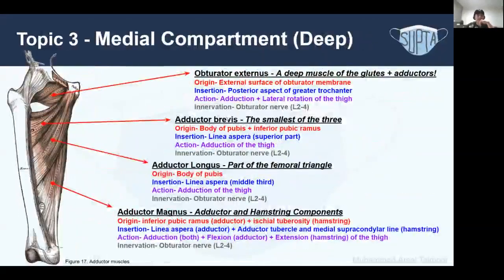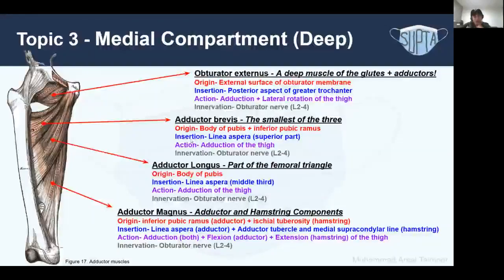Yeah. So I'm going to skip this. I'll cover the adductor muscles. So you can sort of understand the obturator externus already, so the external surface of the obturator membrane. But the adductor brevis, adductor longus, and adductor magnus. So these adductor muscles will adduct, obviously, the thigh.